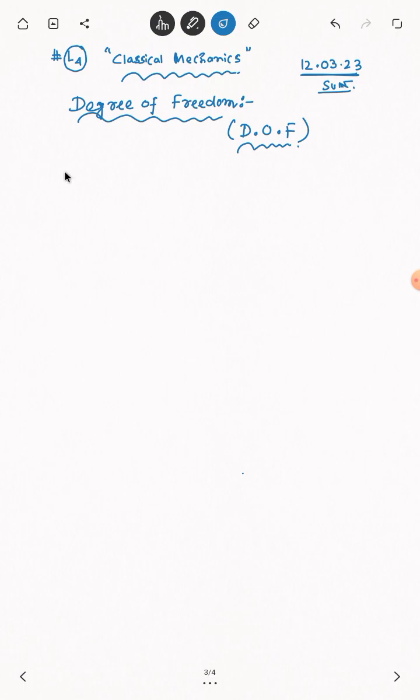Today we are going to discuss another important concept, very important for CSIR or GATE exam. CSIR আর GATE এক্সামের জন্য এবং WB SET and the SET exams of all other states, this concept is very much important. Degree of freedom, আমরা এটাকে দেখার চেষ্টা করব. That is important.